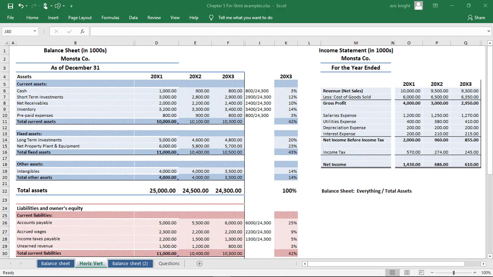Remember, this is a vertical analysis, going up and down. So everything over 24,300: 2,900, 2,400, 3,400, 800, every one of them. I didn't put every single number, but any number that's in this column, you divide by the same number, 24,300. What this does is give us a percentage of our assets. Remember, our assets are our resources, so it helps us to see what our major resources are.